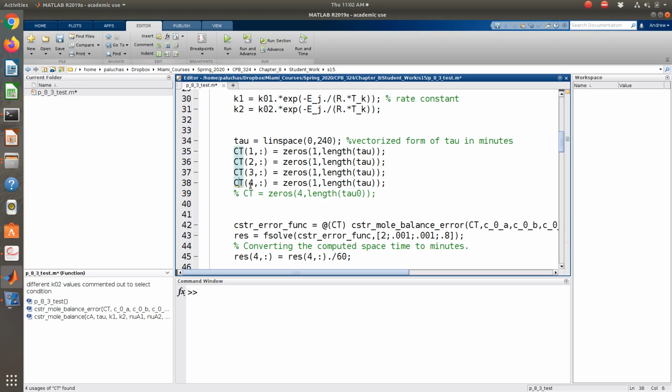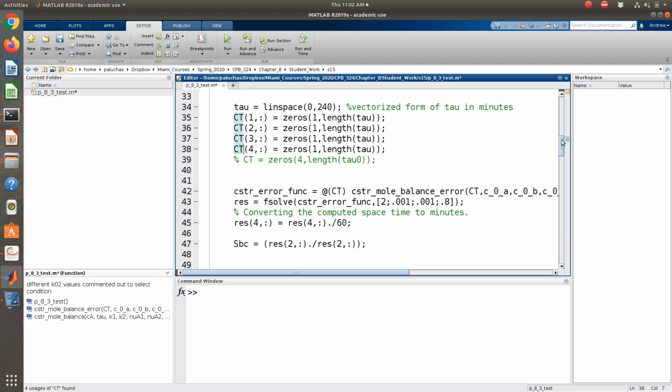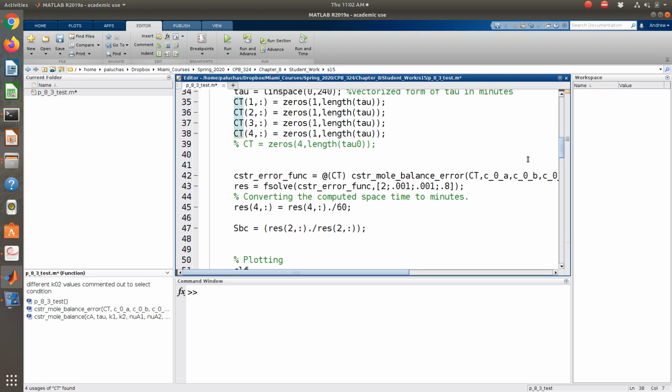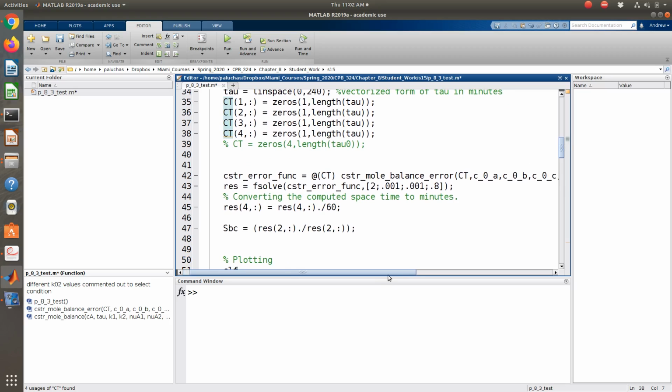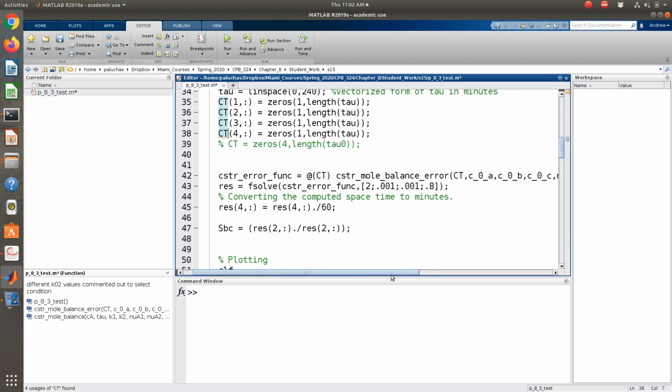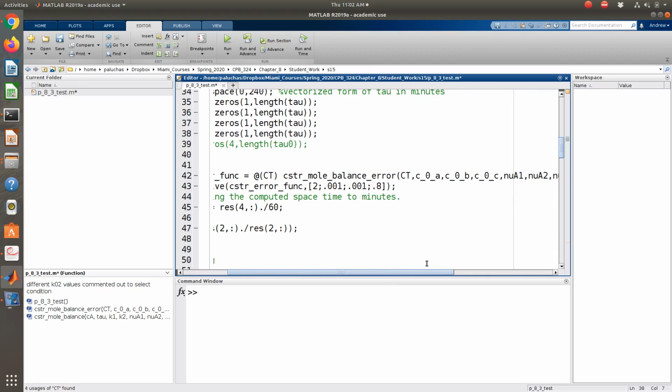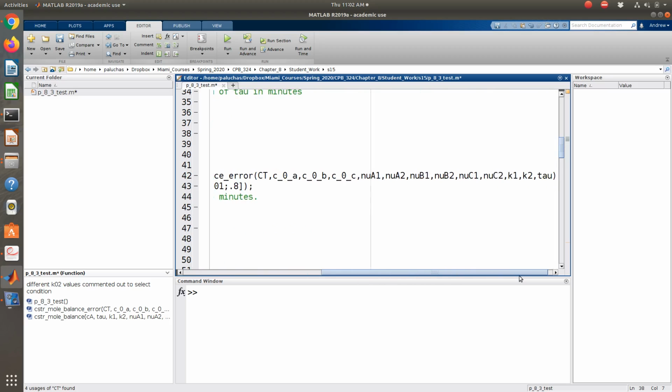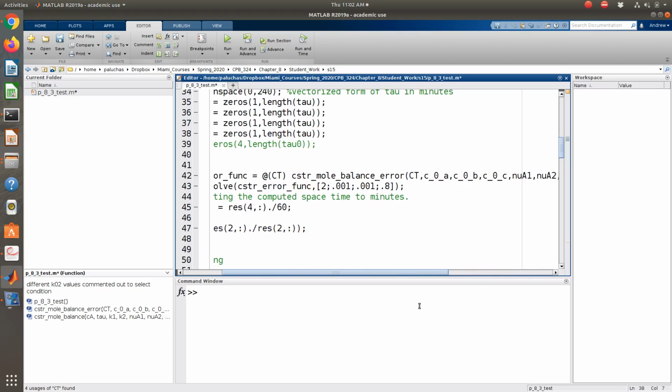Okay, this is underlined, suggesting it's not used, but we only have A, B, and C, so we'll see what that 4th row, which you're using it as. All right, so then you create an error function where the only unknown is going to be CT. And you pass your initial concentration, stoichiometric coefficients, K1, K2, and then that's your vector tau. Okay, tau is a vector.